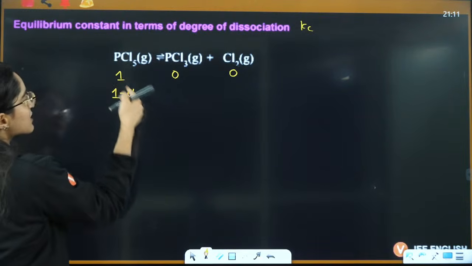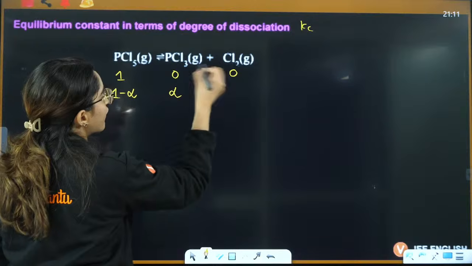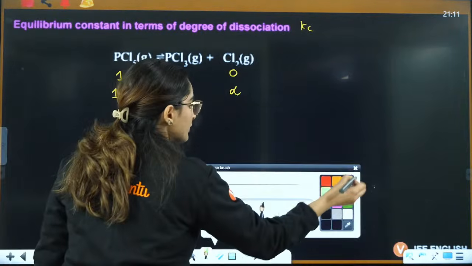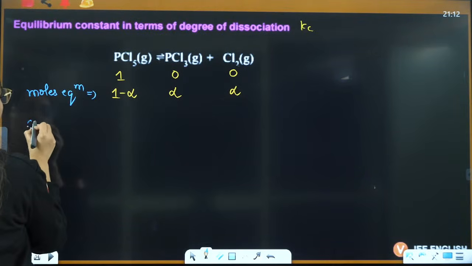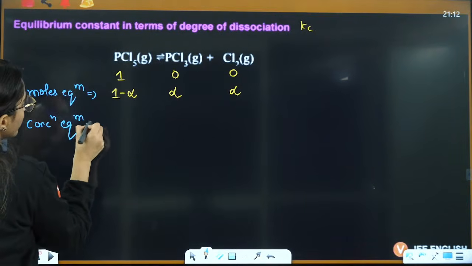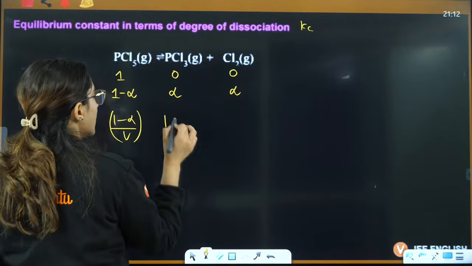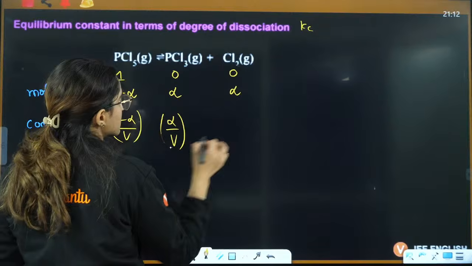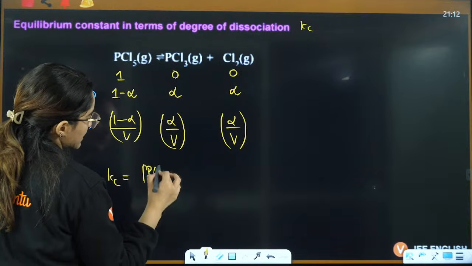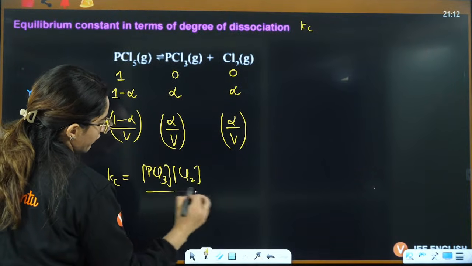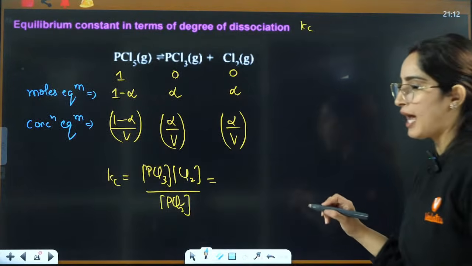This is 1 minus alpha, alpha into initial concentration, not stoichiometry. This is 1 by 1 into alpha, 1 by 1 into alpha. Now these are the moles at equilibrium. You have to convert them into concentration. What you will do is divide by the volume. So it is 1 minus alpha divided by V, alpha divided by V, and alpha divided by V. Then Kc will be equal to concentration of PCl3 times Cl2 divided by PCl5. Put all the values and you will have your answer.